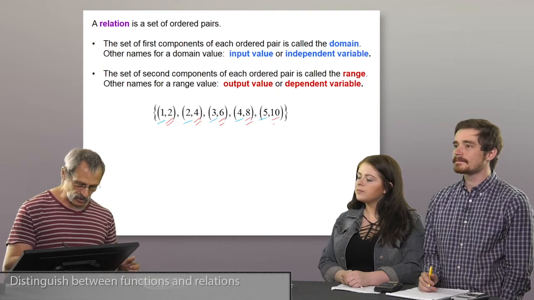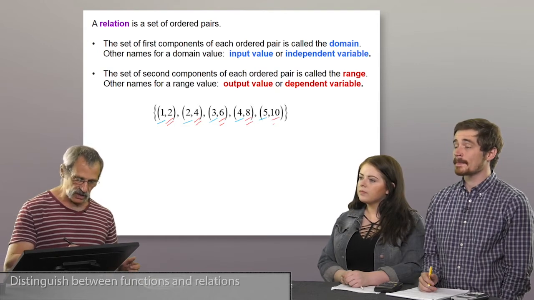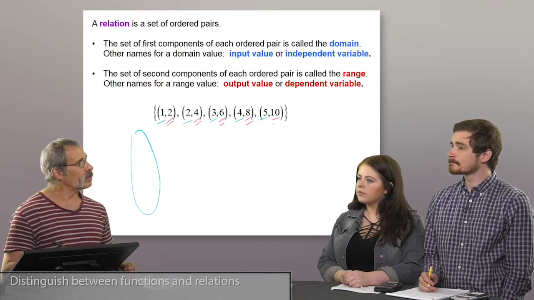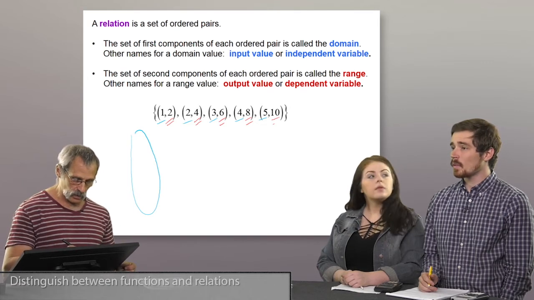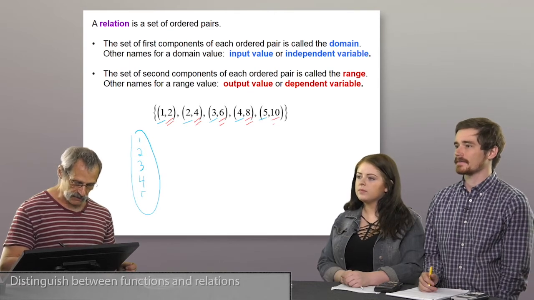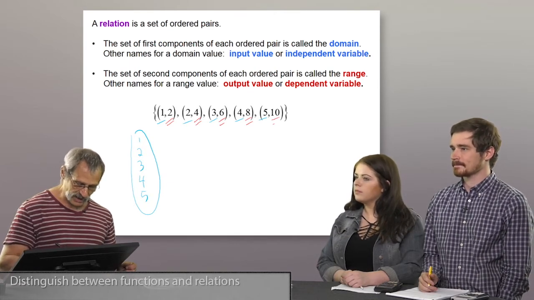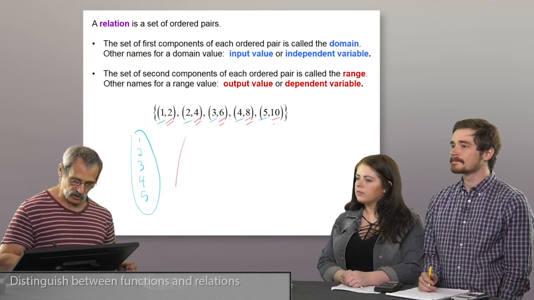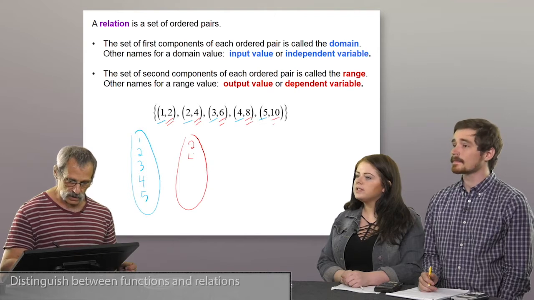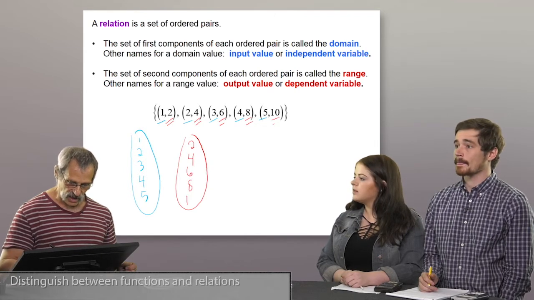So if I list, just so I can visually see, my input values, what would they be? There would be 1, 2, 3, 4, and 5. And then I want to list each of those output values. What would they be? That would be 2, 4, 6, 8, and 10.